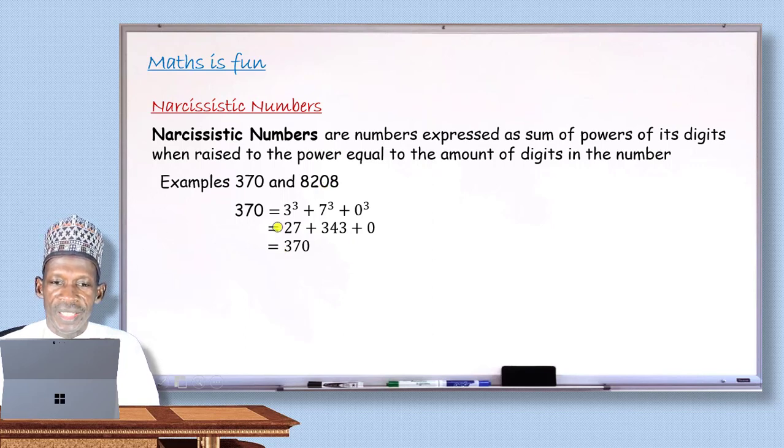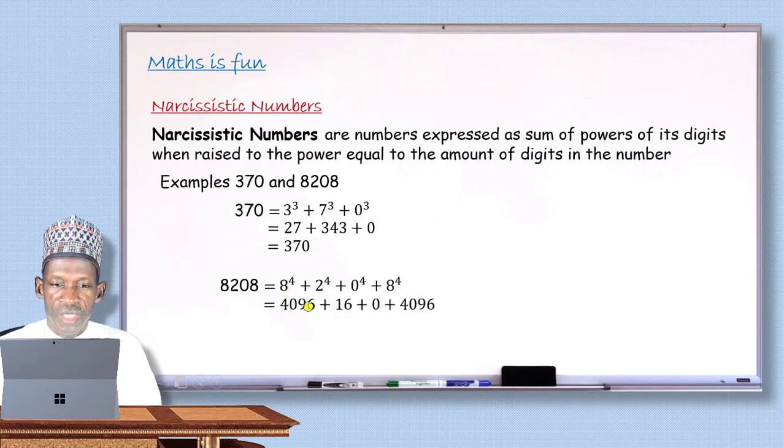Let me take the next number, that is 8,208. I can see 1, 2, 3, 4 digits there. So each and every digit will now be raised to the power of 4. Let me do that. So I'm going to have 8 raised to the power of 4 plus 2 raised to the power of 4 plus 0 raised to the power of 4 plus 8 raised to the power of 4. And evaluating this result will give me 4,096 as 8 raised to the power of 4. 2 raised to the power of 4 will be 16. 0 raised to 4 will be 0. 8 raised to 4 is the same, 4,096. And adding these 4 results will give you back the number 8,208. So this is another narcissistic number.